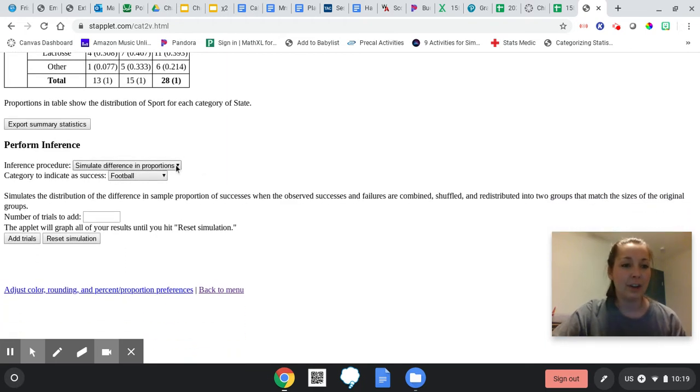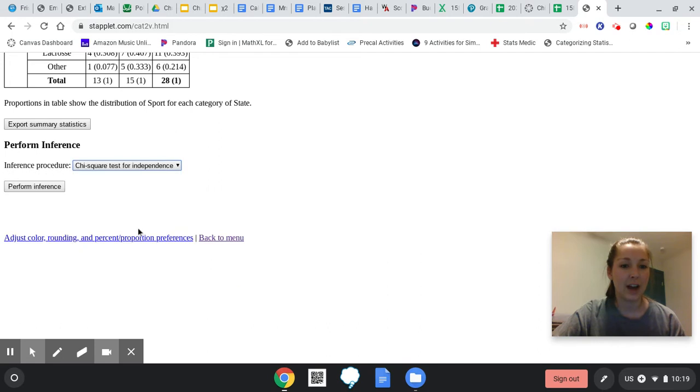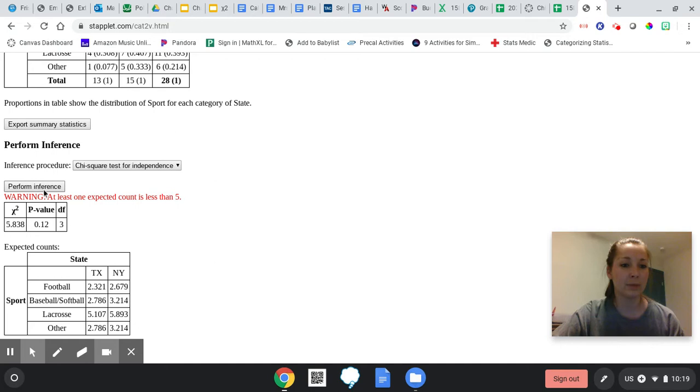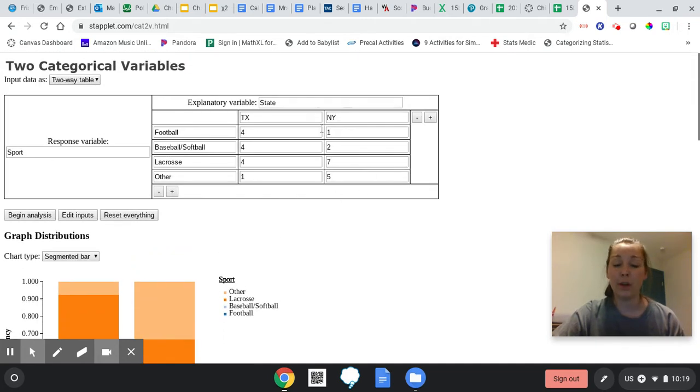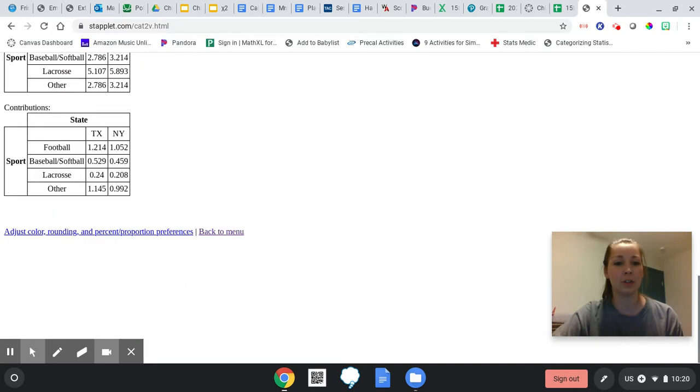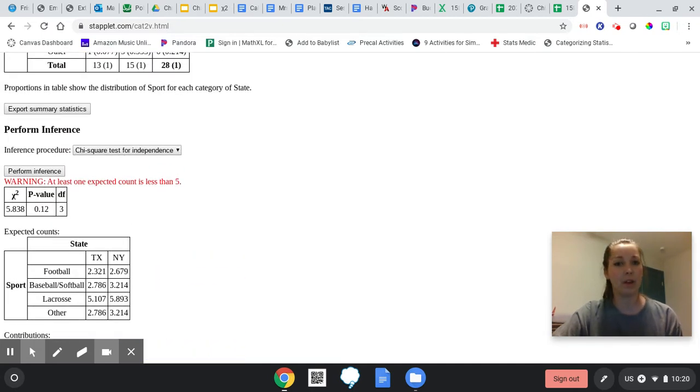So down here under perform inference, chi-squared test for independence is what we're running. Perform the inference. Now I got a warning here, at least one expected count is less than 5. That's because I made up these numbers and I made up just really small numbers, but remember that I took a sample of 100 actually, so these numbers should have been a lot higher. So hopefully I wouldn't have run into that problem. If you do run into that problem where any of your expected counts are less than 5, then you need to go back out and gather more data.